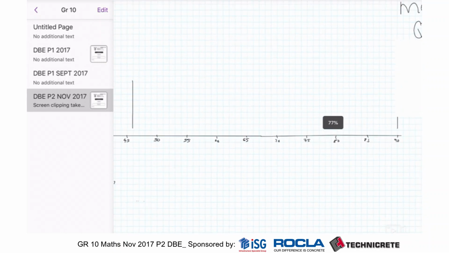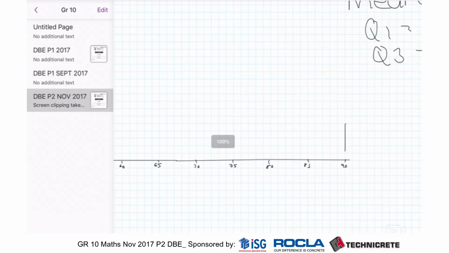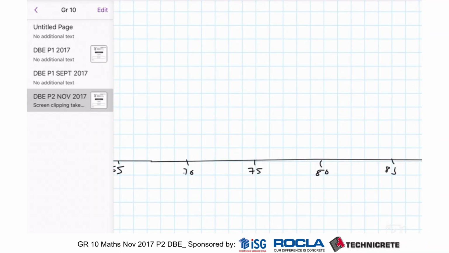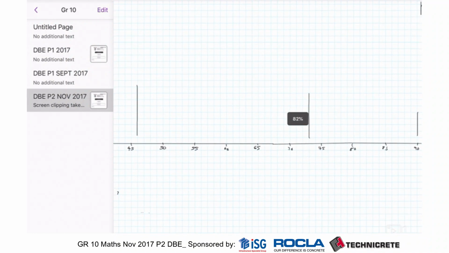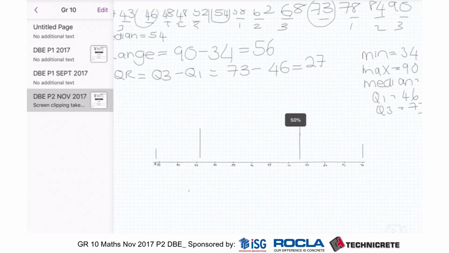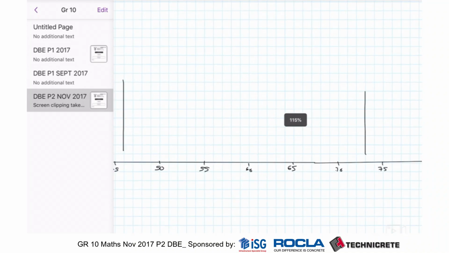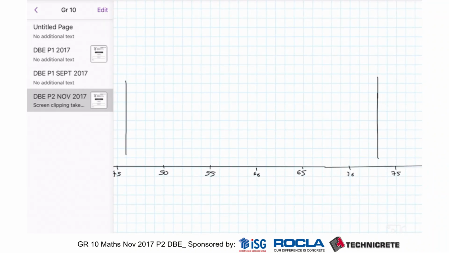Then my Q3 is 73, 71, 72, 73. Okay, can make that get to the same height. Okay, my median is 54. Yes, so here's 55. And then we connect.